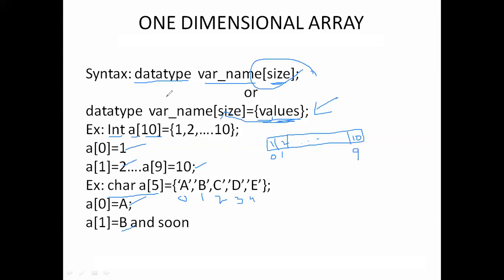So the syntax for the array is, first you have to write the data type, either integer, float, character, or double, anything. Then write the array name. It may be a, b, or array. You can write anything as the name of the array, and you must declare the size compulsorily in square brackets.